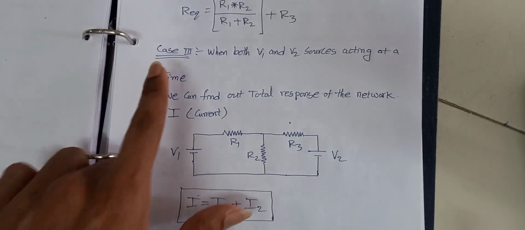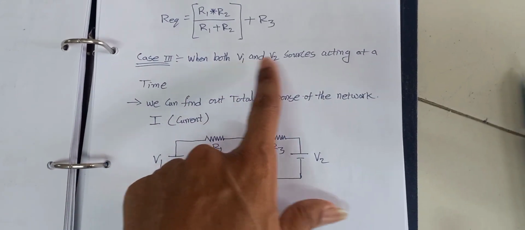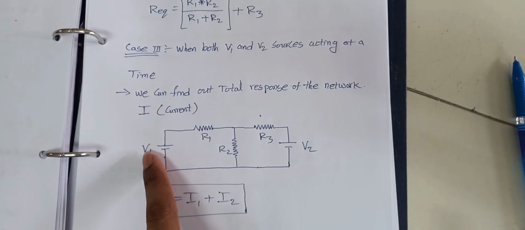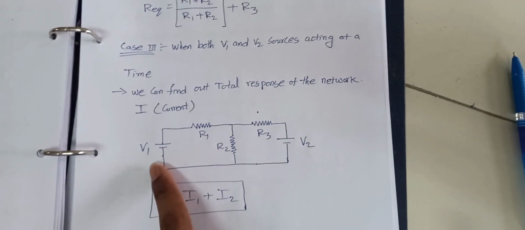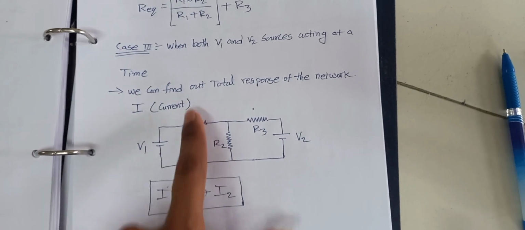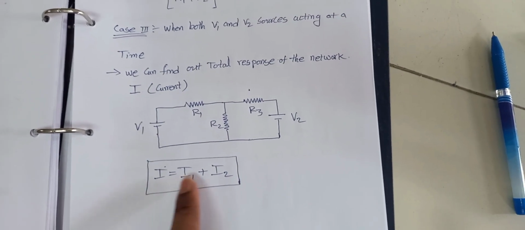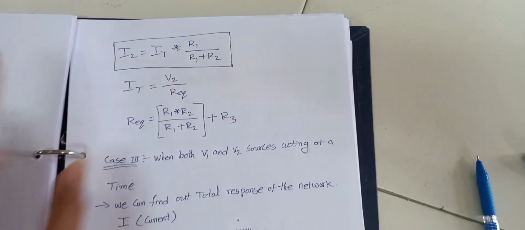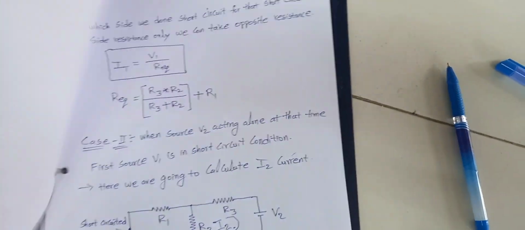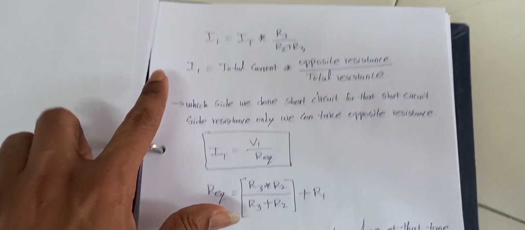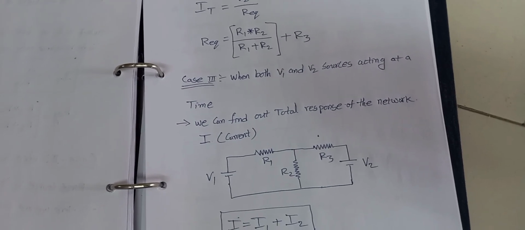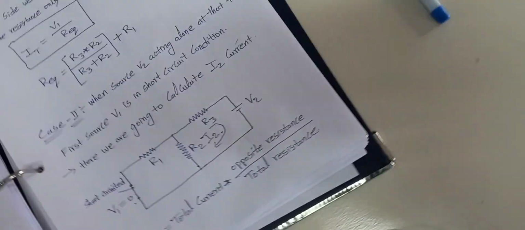Then we will go for the third condition, when both V1 and V2 sources are acting at a time. Whenever V1 voltage and V2 voltage are acting at a time, we get the total response I equal to I1 plus I2. These two current values we add here, I1 current as well as I2 current, and then we get the total response. That's it. This is the superposition theorem. Remember this always.